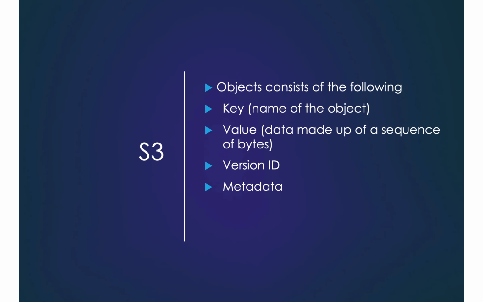The objects that you store on S3 consist of the following. First of all, it has a key, which is the name of the object. It has a value, which is a sequence of bytes, and it has a version ID in case you enable versioning, and some additional metadata about the object.